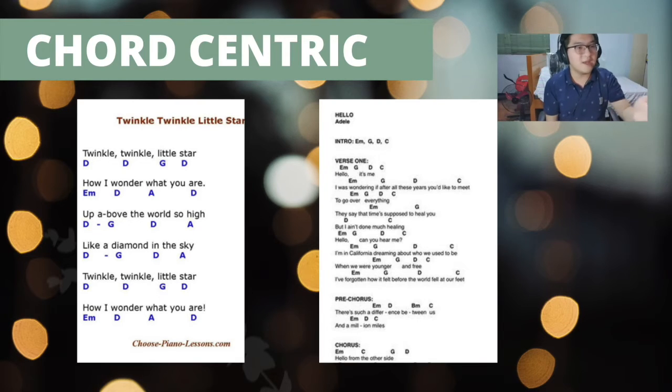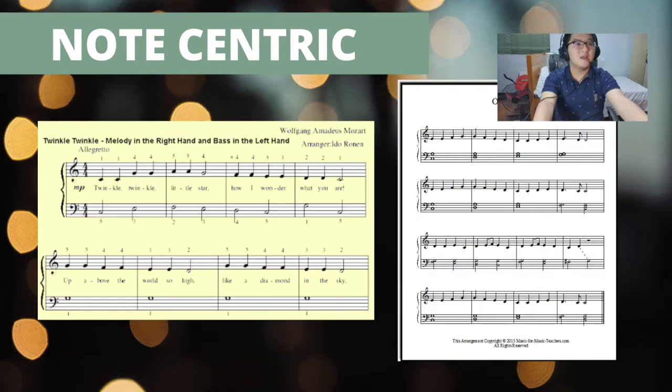For example, we have Twinkle Twinkle Little Star in the first line of the song, with the chords D, D, G, D. It means we have to play the first D on the first word, which is twinkle. Next, we have the second D on the second twinkle. We have the G on the word little, and the word star on the chord D. So, yeah.